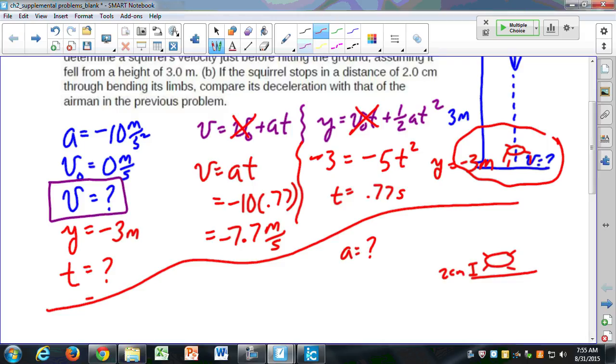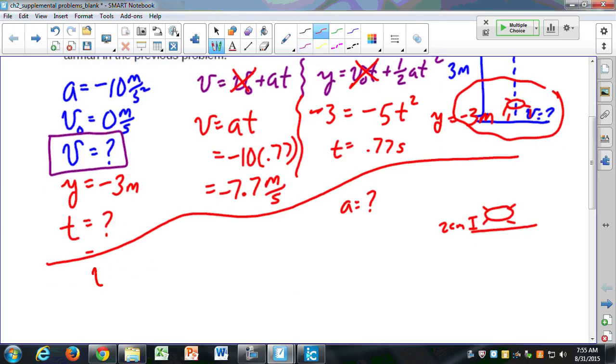Beans, what were you saying? Right, I know his final velocity, so let's write that down. It's 0. So his final velocity is equal to 0 meters per second because he comes to rest. What else do I know? Ainsley, were you talking about the 2 centimeters or the 7.7 or the 3 meters?